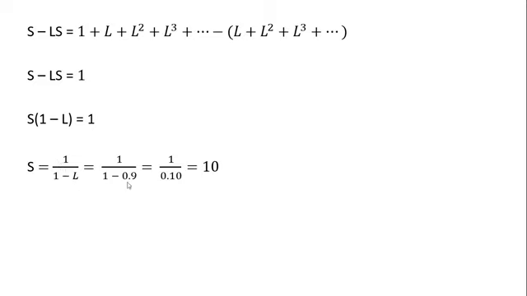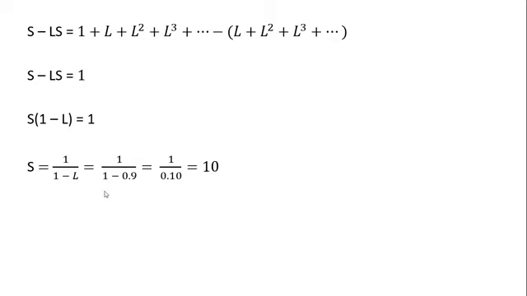What is L? The marginal propensity to consume, or 0.9. So doing the math here, 1 minus 0.9 is just 0.1. 1 divided by 0.1 is 10. So that is the multiplier effect. $1 of government spending, when the MPC is 0.9, increases real GDP or income by 10 times that, or $10.